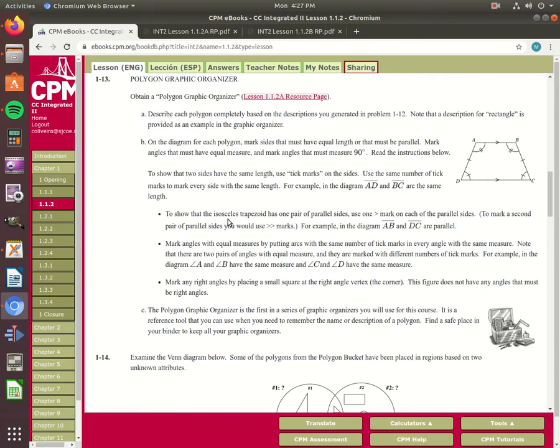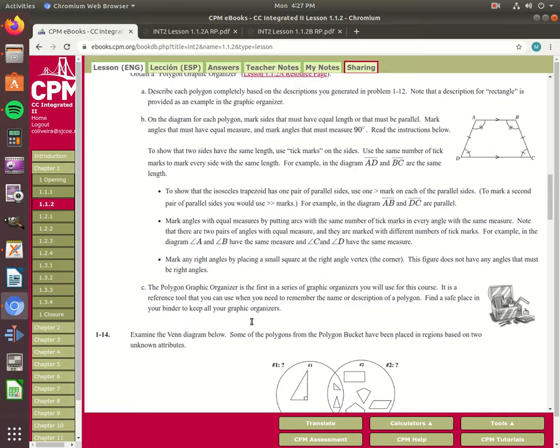To show that the isosceles trapezoid has 1 pair of parallel sides, mark 1 caret for each of the parallel sides. To mark a second pair, use 2, like we just talked about. So here we would say that these are parallel. Mark angles with the same number of tick marks. This has 1 tick mark and this has 1 tick mark, so we know these angles are the same. These have 2 tick marks, so we know that these angles are the same. It says mark any right angles with a corner.